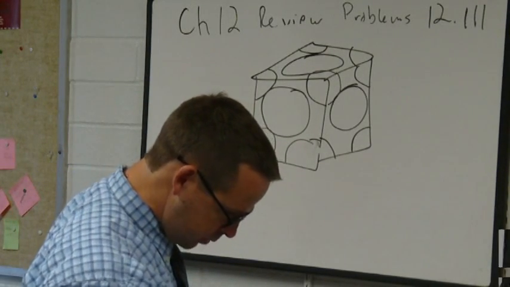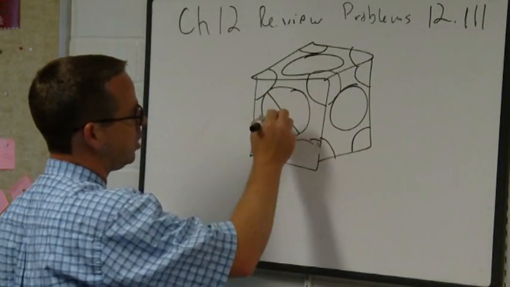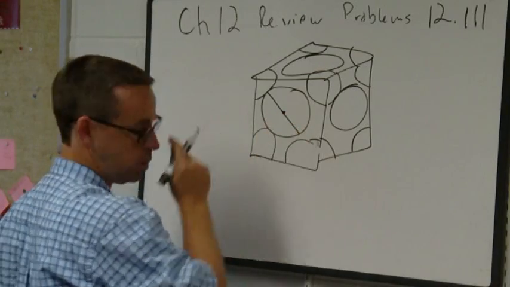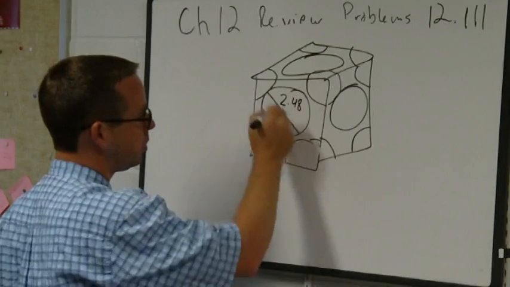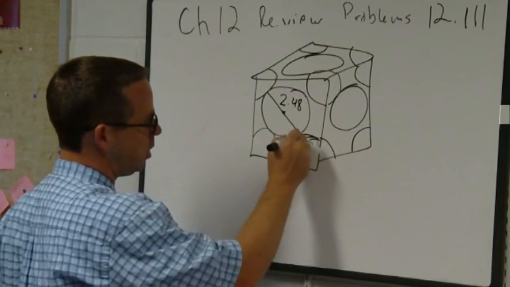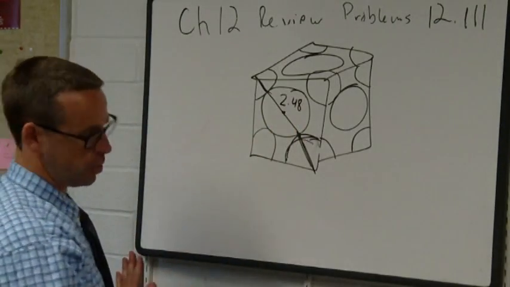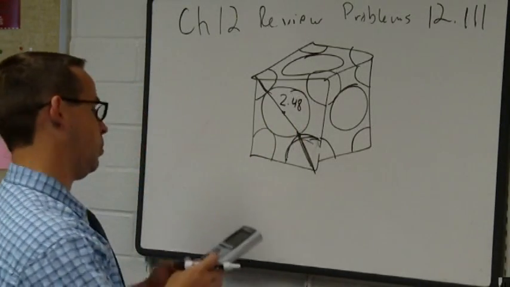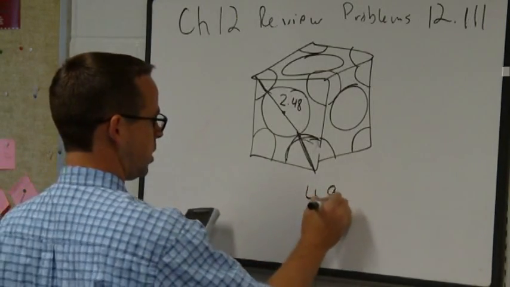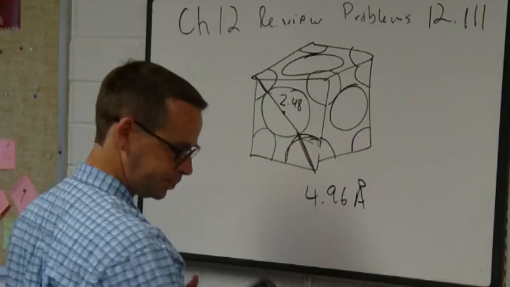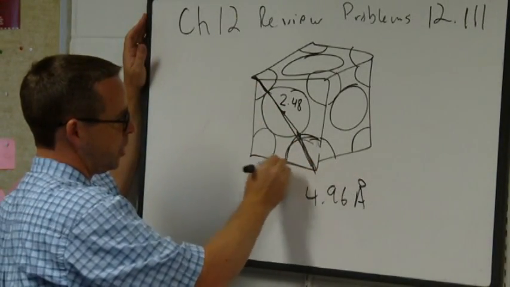So what do they tell us? The atomic radius of nickel is 1.24 angstroms. We know that the radius is 1.24, so we know that this is 2.48, the diameter here. And this all the way down to there, plus that would be 2.48. So that would be 2.48 times 2, which is 4.96 angstroms. And that's this length here, okay?